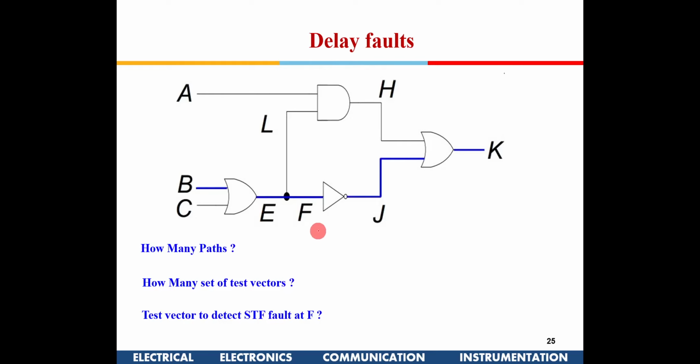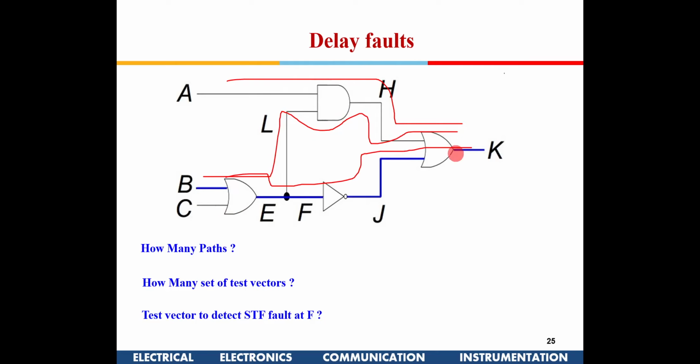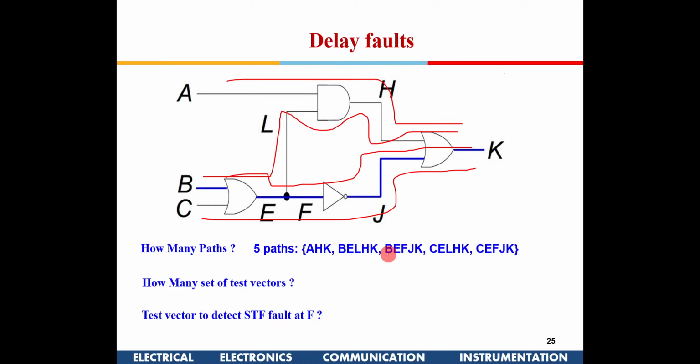Now for example, how many paths are here from the input to output? Anybody? 9 paths. This is one path. This is the second path, and this is the third path, and this is the fourth path, correct? Do we have more paths? It says 5 paths. Oh, it's 5 paths, yeah. This C also can go like this, right? So we need to detect delays in these paths.